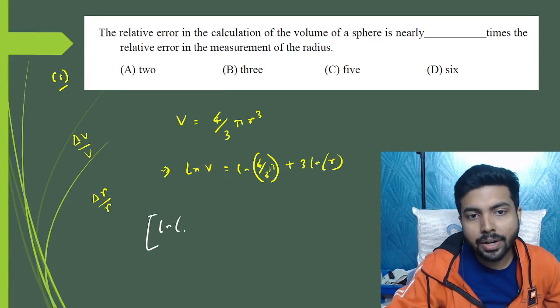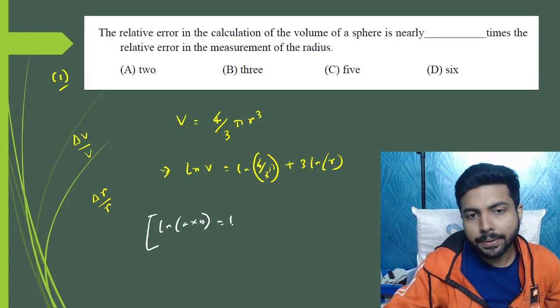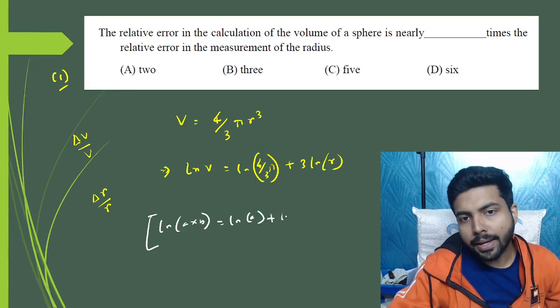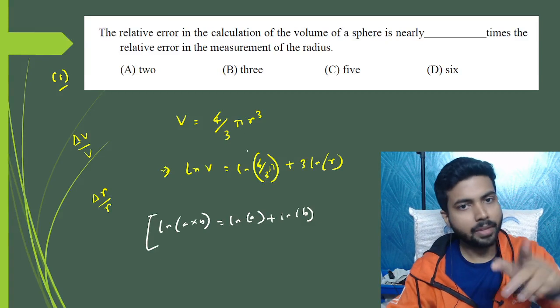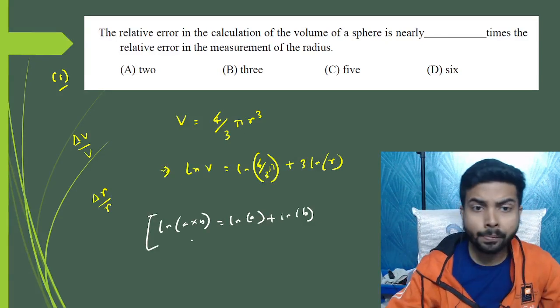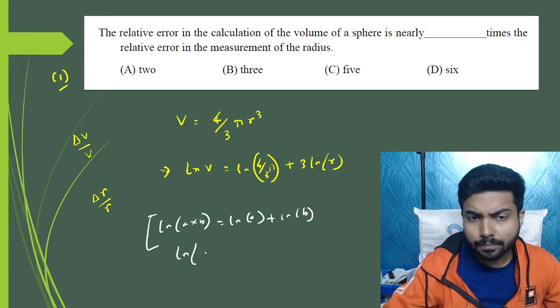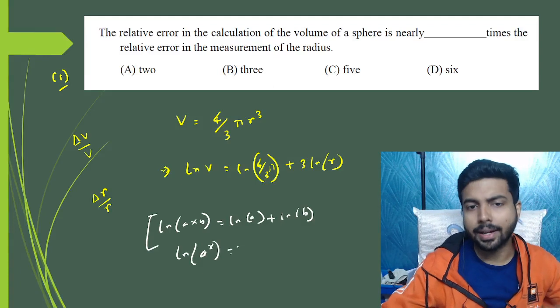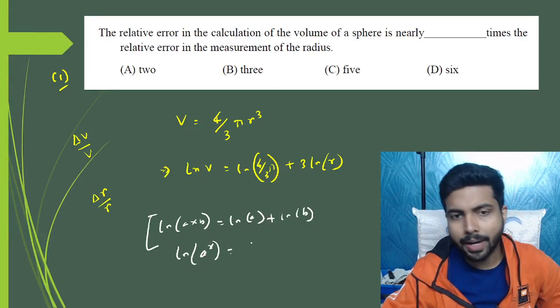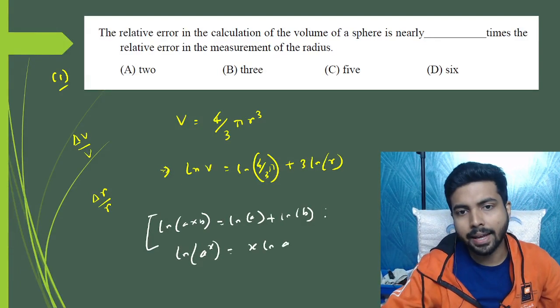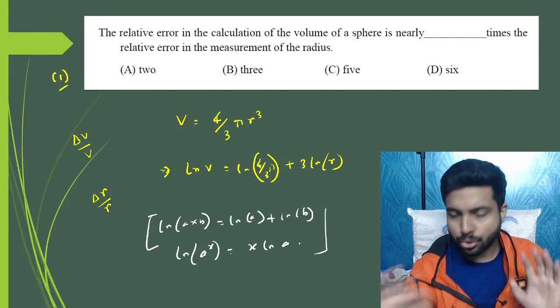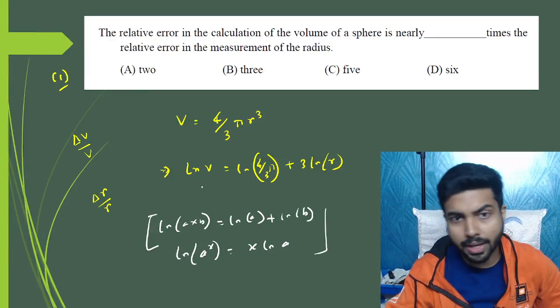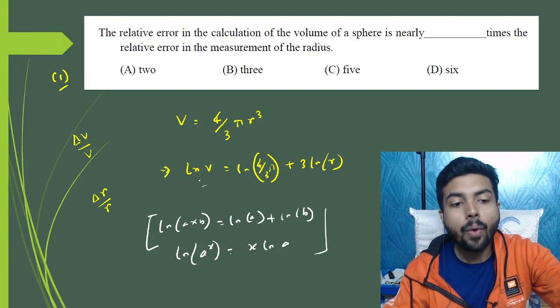That is, first of all, ln of a into b, that is ln of a plus ln of b. इस प्रॉपर्टी का इस्तेमाल किया फर्स्ट. And second is ln of a to the power x, that is x ln a. x इधर आ जाता है. So these two properties are basically used over here. I think you people know. Fine. Now what after that?